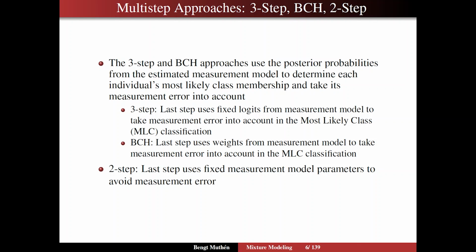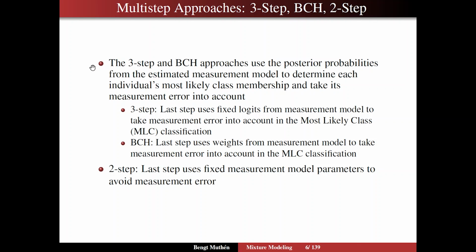So slide 6 then, we talk about the multi-step approaches of 3-step, BCH and 2-step in a first intuitive fashion. Now, the 3-step and the BCH approaches use the so-called posterior probabilities from the estimated measurement model to determine each individual's most likely class membership and take its measurement error into account. And in the next couple of slides, I'm going to show you what the posterior probability actually is.